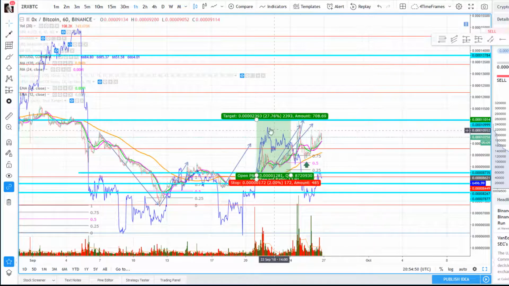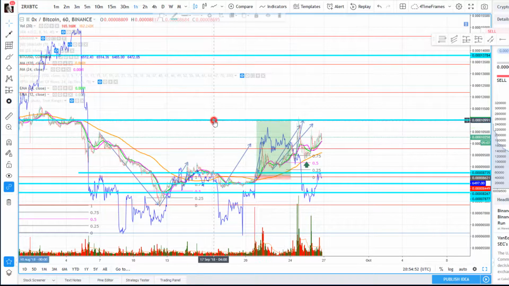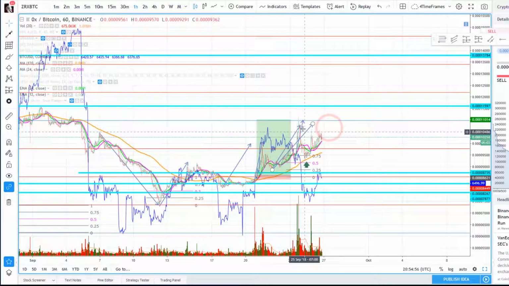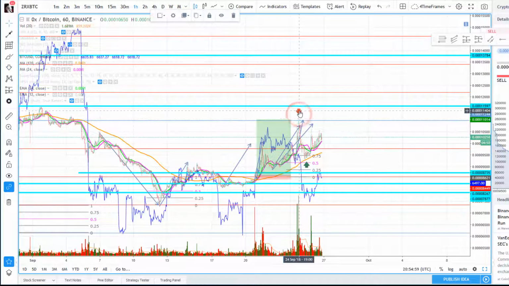So we see that there's measured moves here. We also see that there's a value channel line here. So these blue lines here, or these blue arrows, these are all recent measured moves.